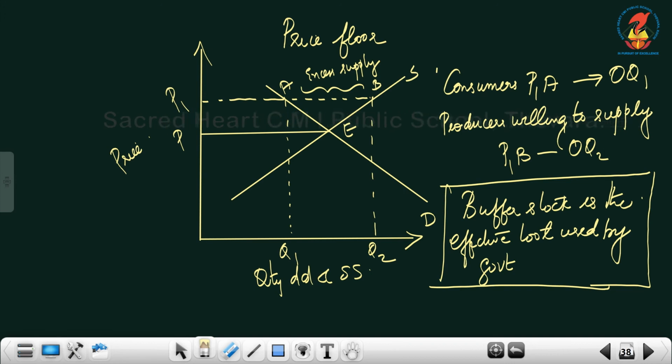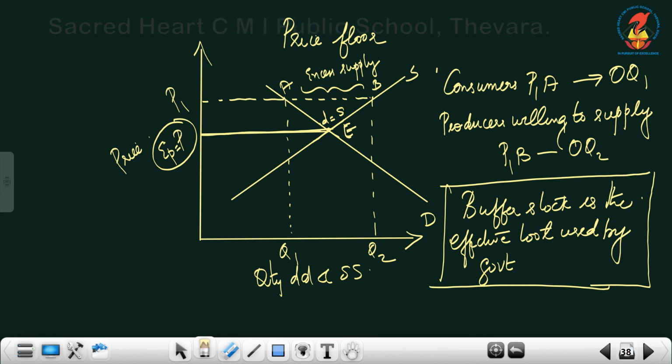Now, this is the diagram. In this diagram you can find the initial equilibrium is point E, where demand is intersecting with supply. At that particular point, demand is equal to supply, and the price corresponding to that is the equilibrium price. Okay. Now, with the existing price, the producers are not happy. They are not getting the benefit of what they have produced. So, government will fix a price above that equilibrium price. That price is known as price floor.